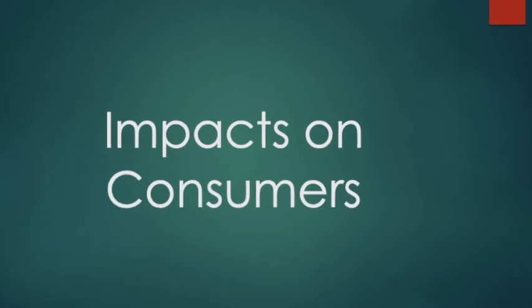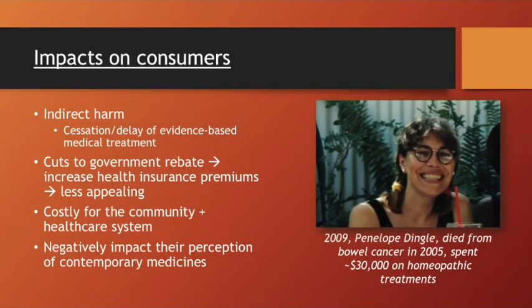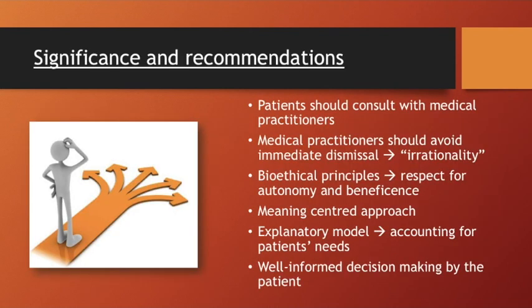Impacts on consumers and the healthcare system. The main concern is the indirect harm caused by stopping or delaying the use of evidence-based treatment in favour of homeopathic ones. For example, Penelope Dingle died from bowel cancer in 2015, having spent approximately $30,000 on homeopathic treatments. Consequently, this may be costly for the community, the individual, and thus the healthcare system as a whole.